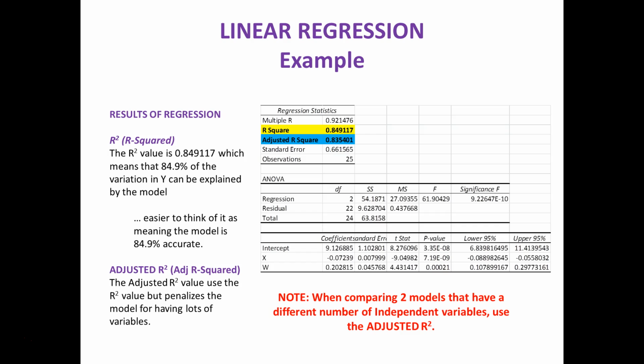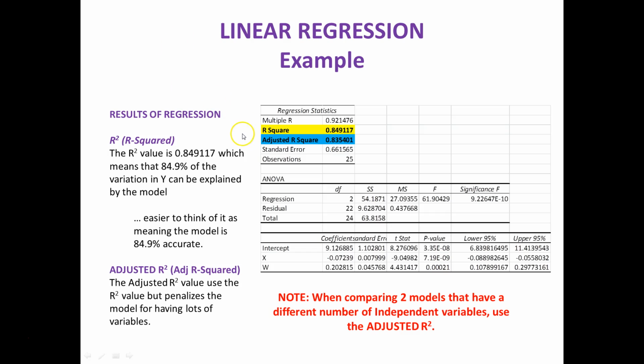So a better way to think about this, it's not precise, but this is the way a lot of people think about it: think about it as your model being 84.9% accurate. Again, that's not precise, but that's how a manager might think about that, and there's nothing wrong with thinking about it in that capacity. It's just a way to understand how good your model is at predicting what you're trying to predict.